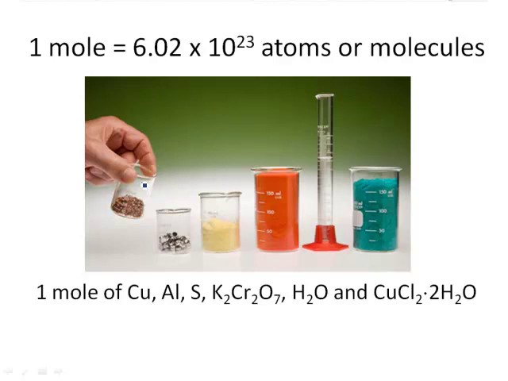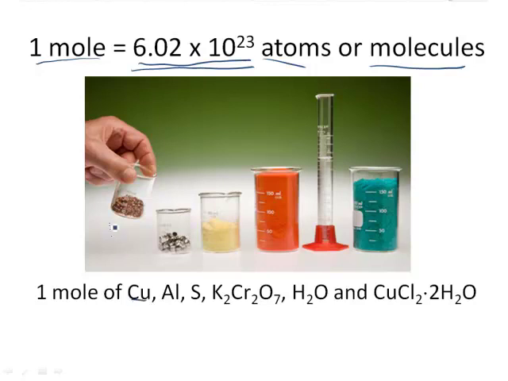And that number is called Avogadro's number. And so a mole of anything is 6.02 times 10 to the 23rd of those things. It's like a dozen is 12 things, a pair is 2 things, a mole is this number of things. And so you can have a mole of atoms or a mole of molecules. And so this picture here shows a mole of a few different elements and a few different compounds.